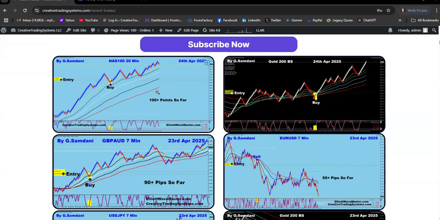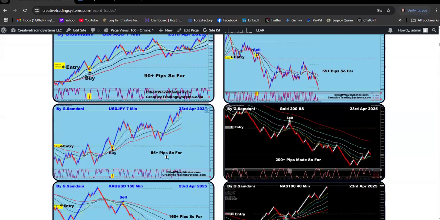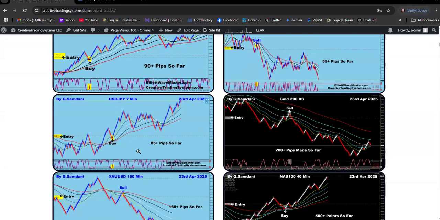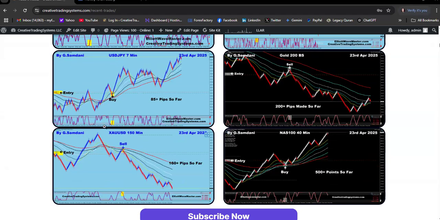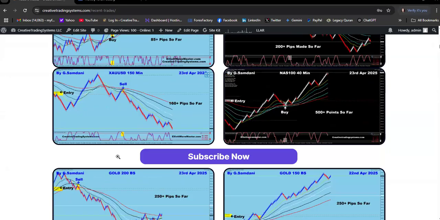So this is how I'm able to do it. Otherwise, it is very hard to do 34, 35 trades a week. All these big ones, 100 pips, 90 pips, you see this 85 pips. If you go through all of these trades, you will see the setup is just the same.